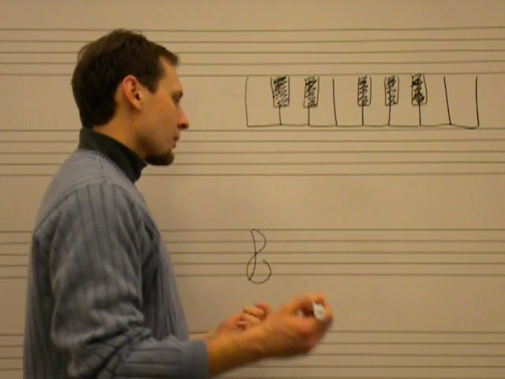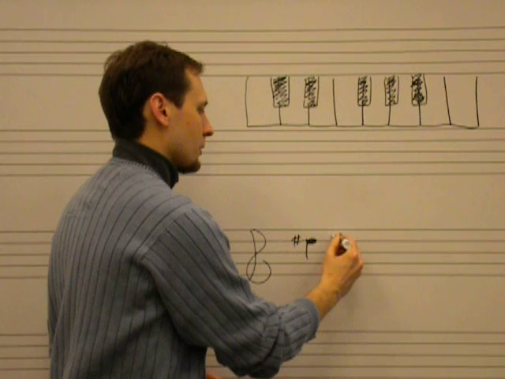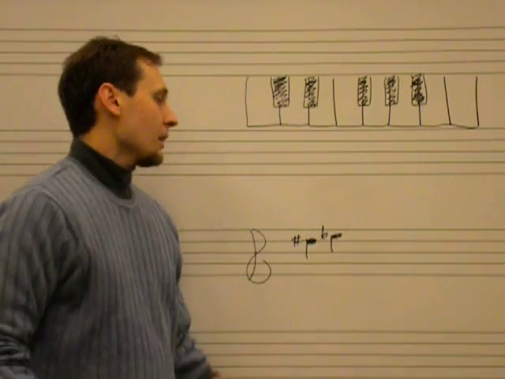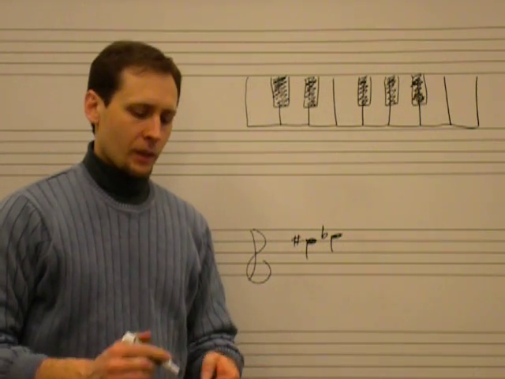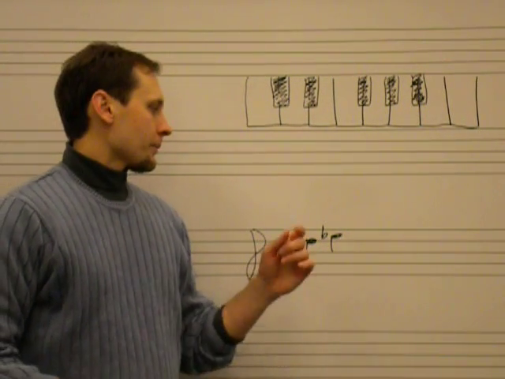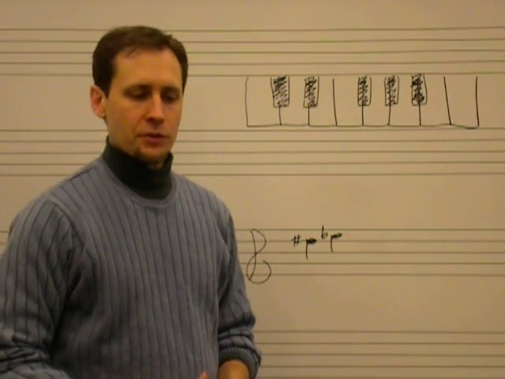In fact, when you write them on the staff, here's D sharp, and here's E flat, they look completely different, but they sound the same. If two notes sound the same, but can be written differently, then they're called enharmonic notes.